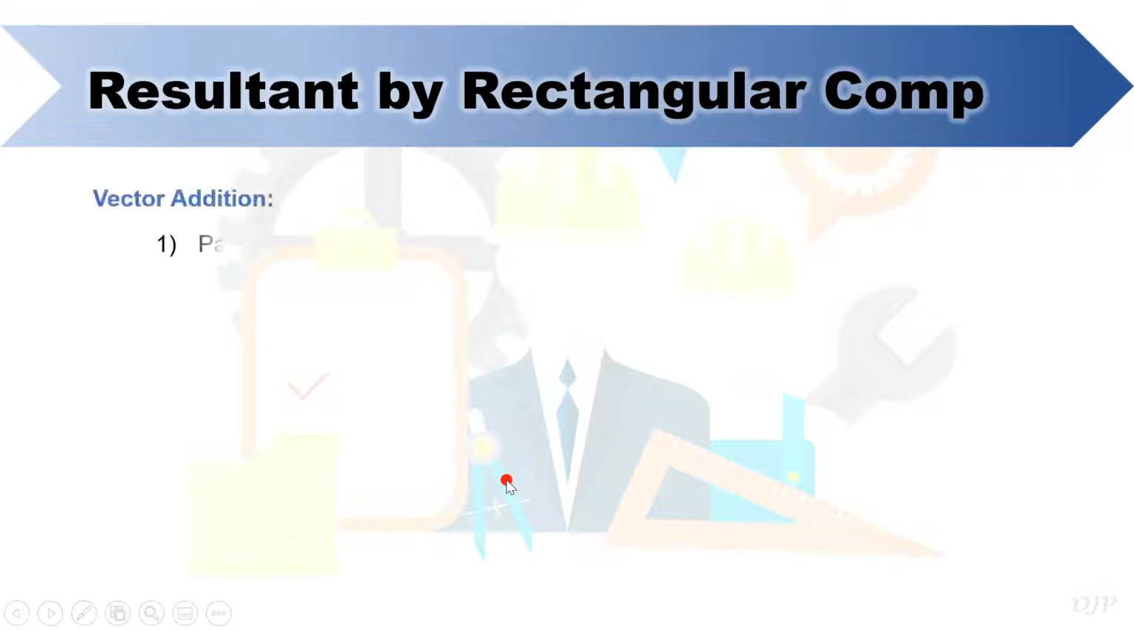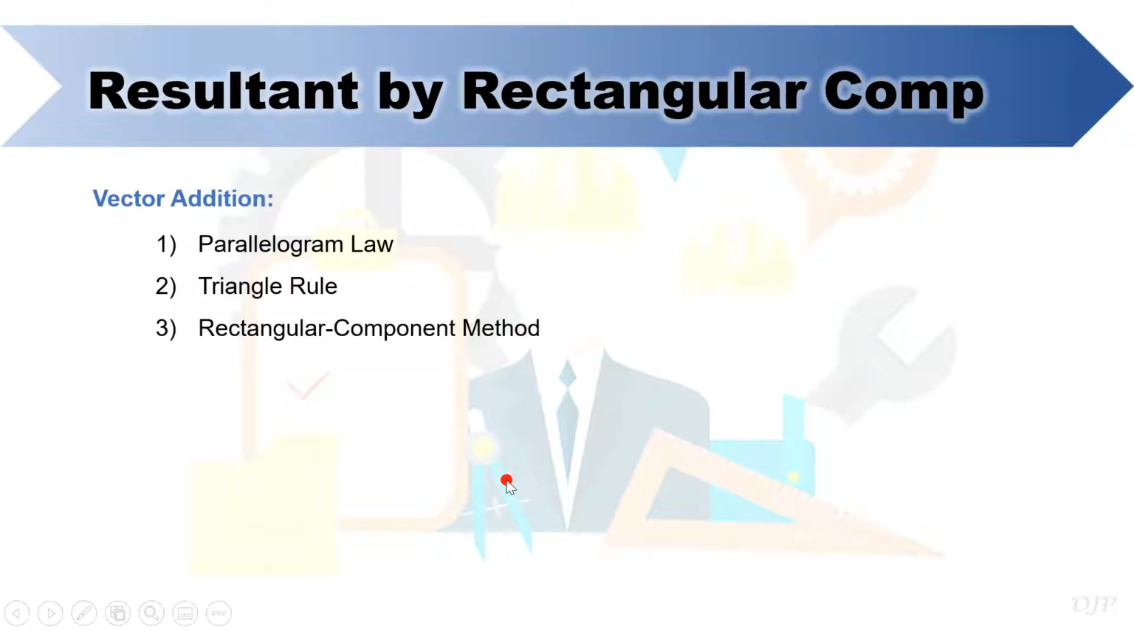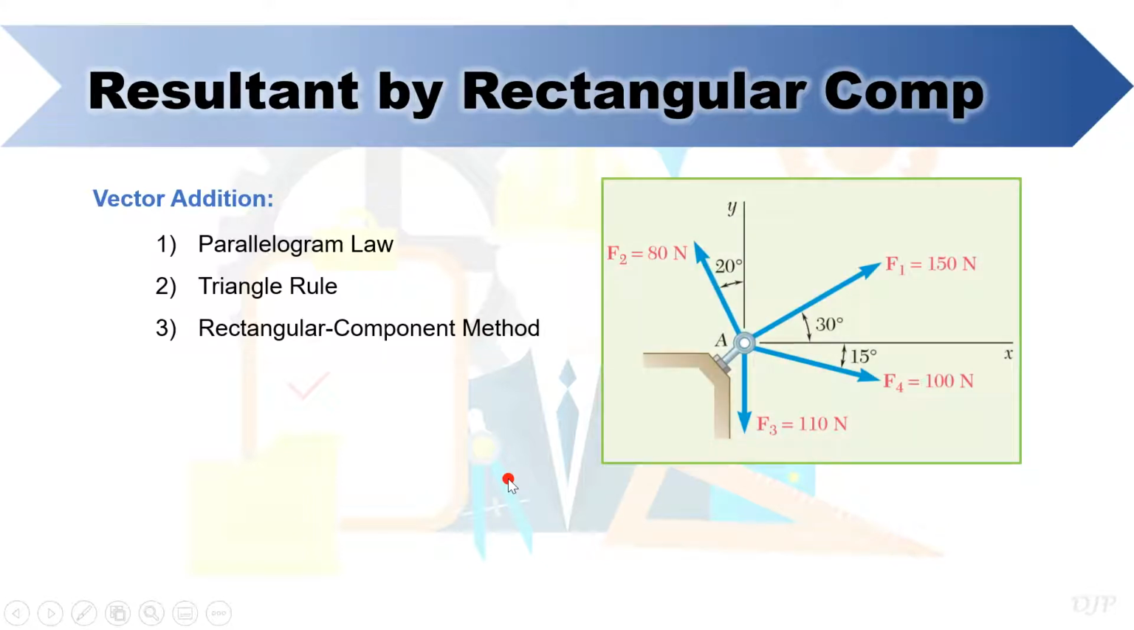Previously, we learned that there are three methods of vector addition or solving for resultant. Now we will tackle this last but very useful method, the rectangular component method. To see the capability of this method, let's consider this figure in which four forces are acting at point A.